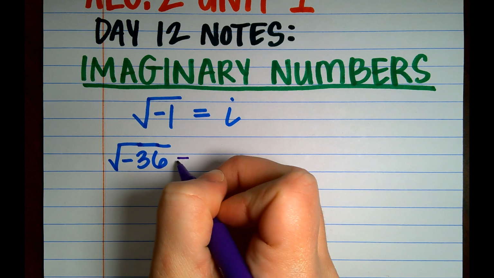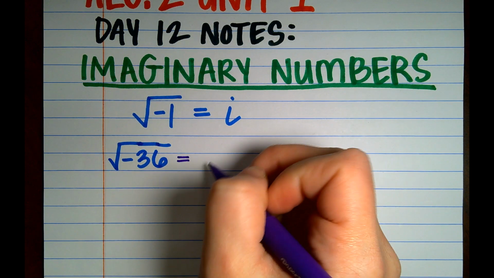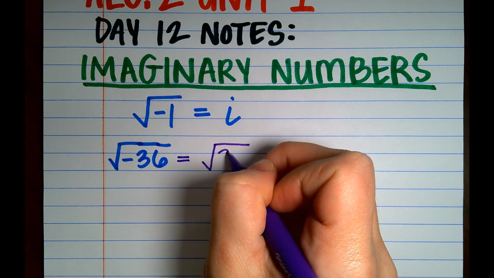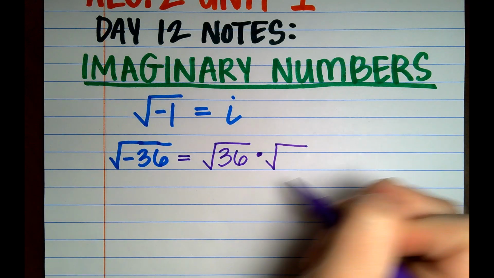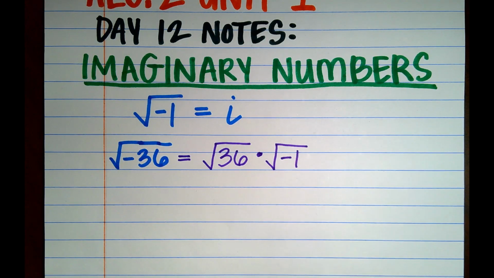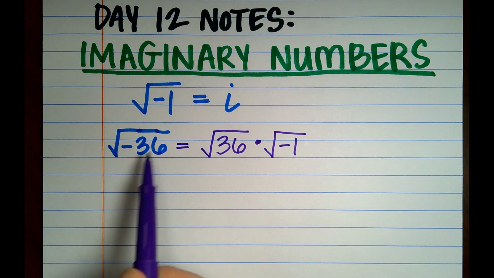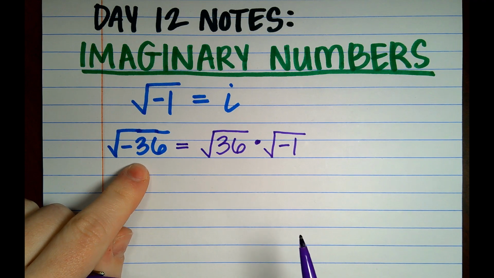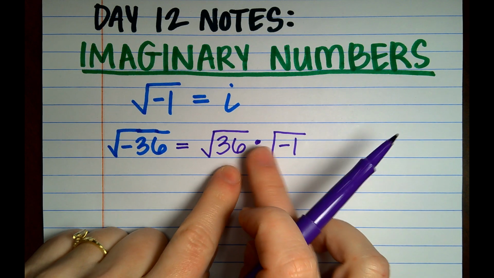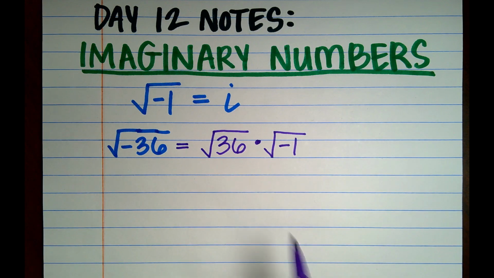Negative 36, under the square root, we're going to say that it is actually equal to the square root of positive 36 times the square root of negative 1. Because there is no number that will multiply by itself to give you this negative 36. It's not possible. We need to separate the square root of negative 1 from the 36.